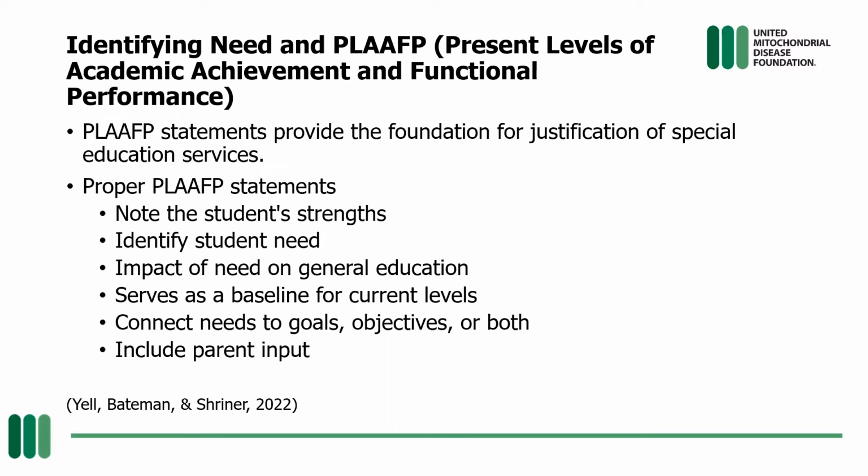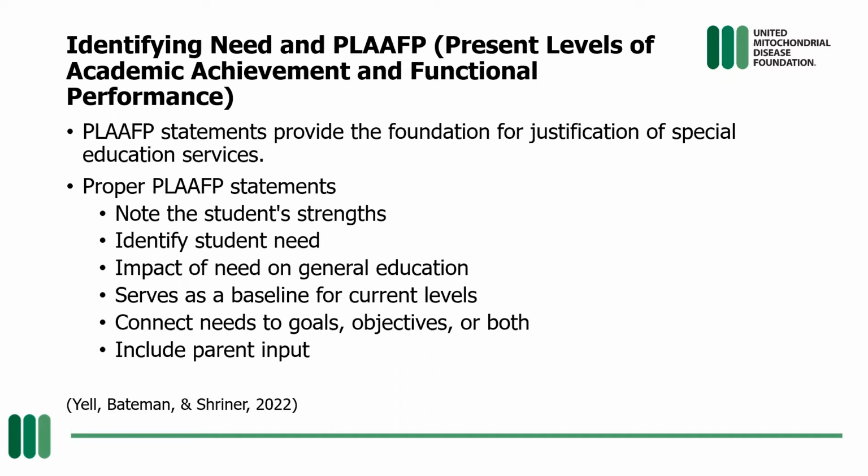So next, we're going to unpack these PLAAFP statements. We're going to identify need in PLAAFP, or present levels of academic achievement and functional performance. These provide that foundation for the justification of special education services. So proper PLAAFP statements note the student's strengths. We always start with what our kids do well at. We identify what a student needs, the impact of that need on general education, if it serves as a baseline for current levels. We connect that need to a goal, objectives, or both, and it includes parent input.